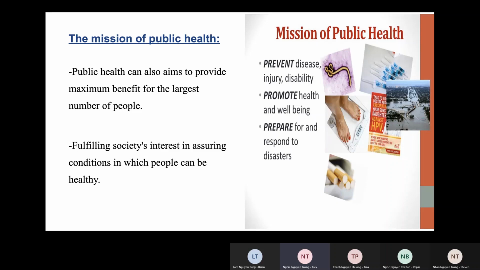is preventing, promoting, and repairing. The mission is to prevent disease, injury, and disability, and promote health and well-being, and prepare for a response to disaster.